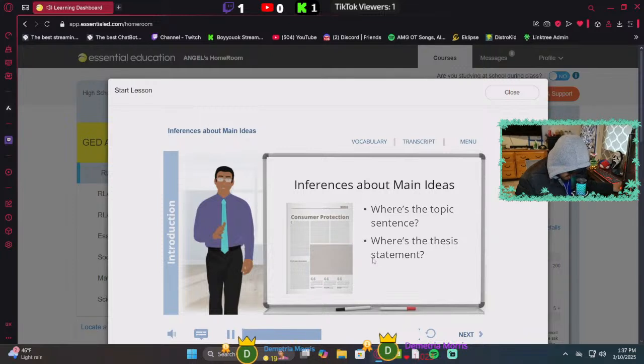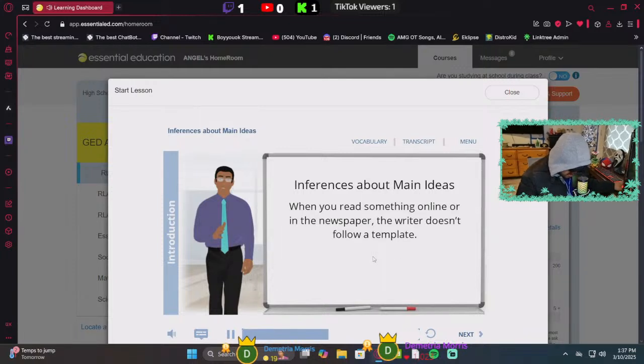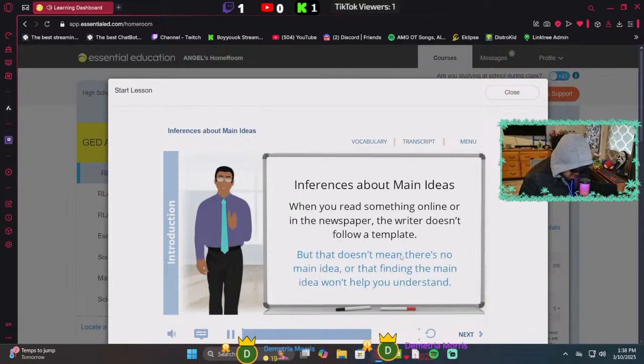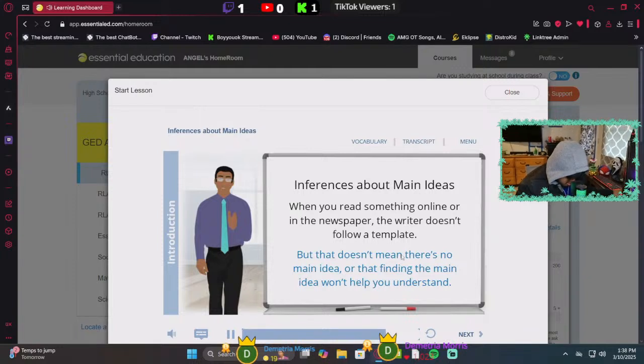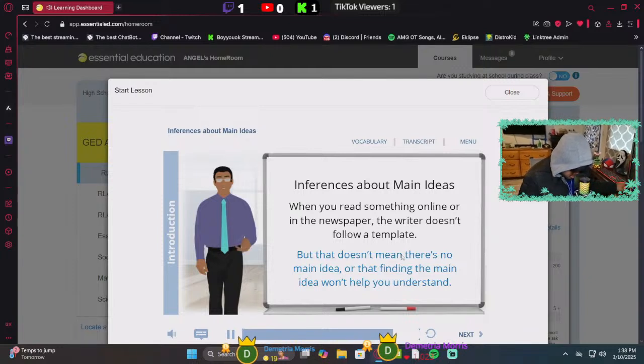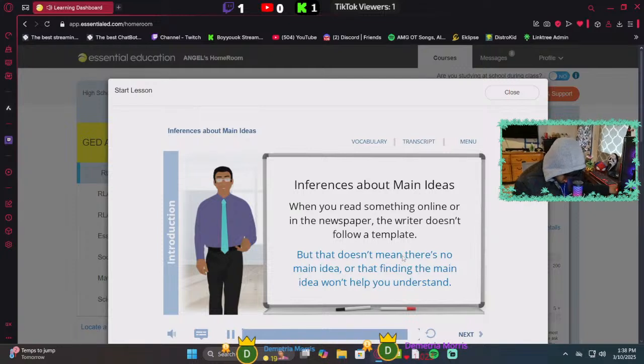Well, maybe you feel like that too. When you're reading something online or in the newspaper, the writer doesn't follow a template. Paragraphs don't always have topic sentences. Writers don't always state their main idea in a sentence. But that doesn't mean there's no main idea, or that finding the main idea won't help you understand. You just need another reading tool to understand the writer's main point. Inference. Here, let me show you what I showed Dwayne.